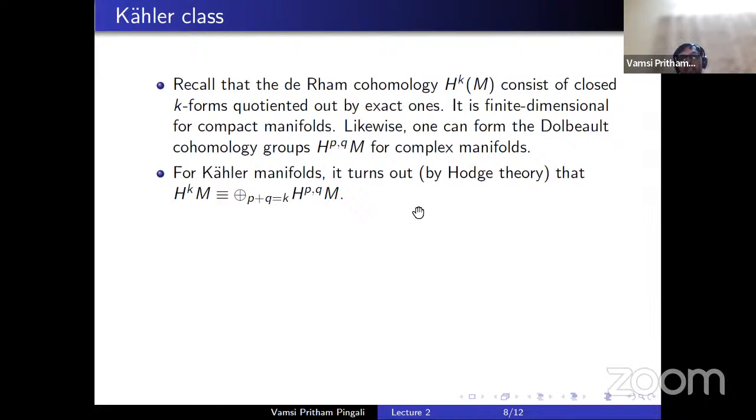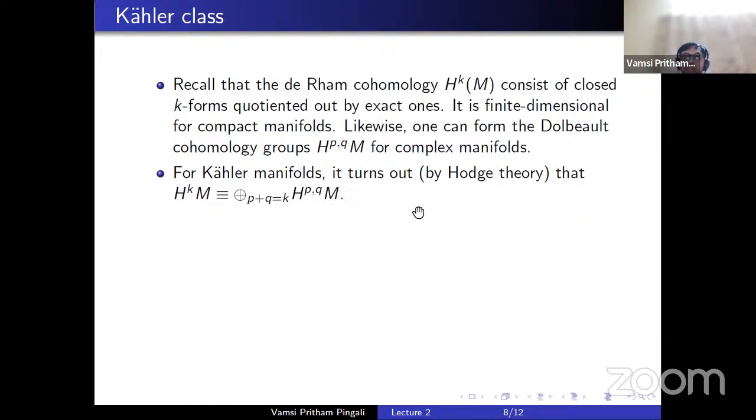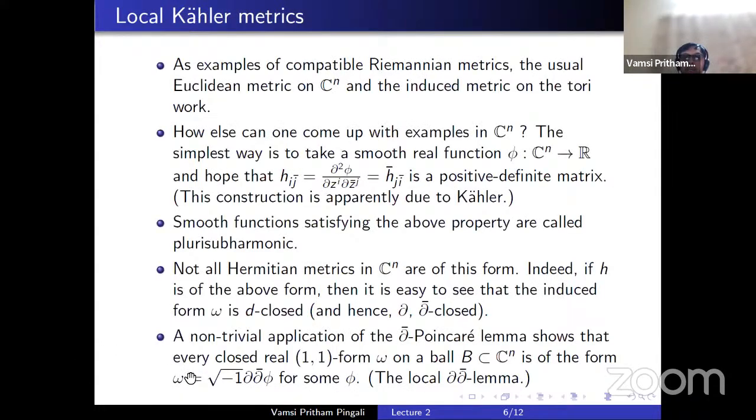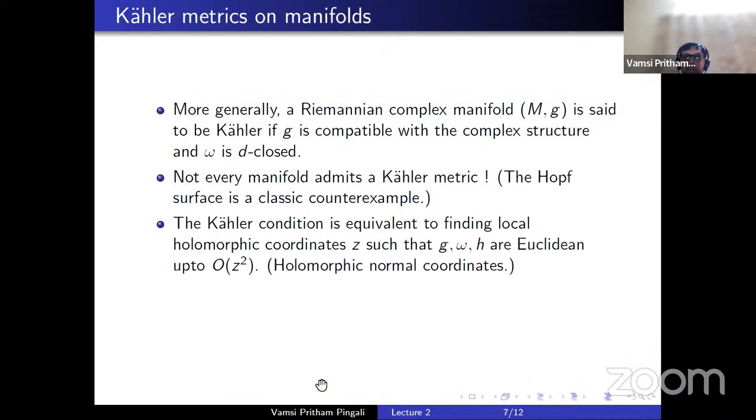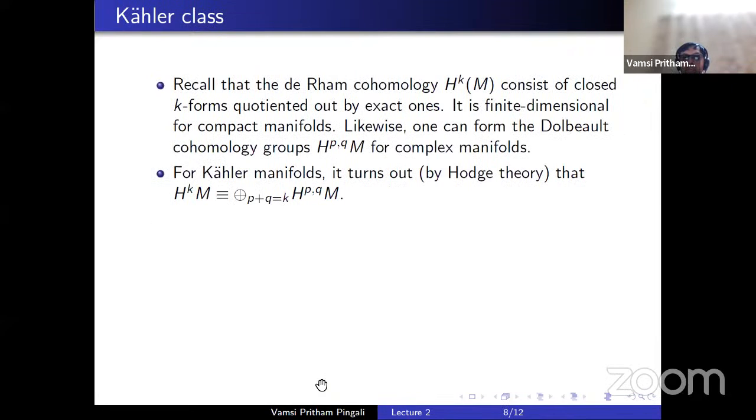That's where the Kähler condition is used, if these words make sense. So using this Hodge theorem business, you can prove a global version of the del-del-bar lemma. Recall what the del-del-bar lemma is locally: if omega is a closed real 1-1 form, it's square root of -1 del-del-bar phi for some phi. So for a global version, suppose you have a compact Kähler manifold.